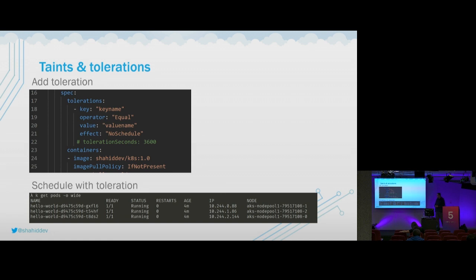So if we now look at the same deployment, this time with the toleration for that taint, we're now seeing equal distribution across the 3 nodes.